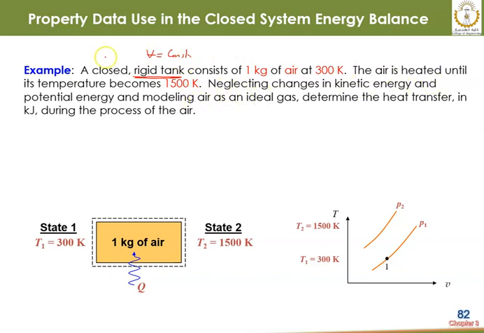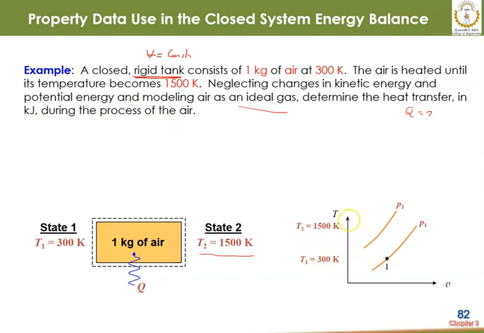The air is heated until its temperature becomes 1500 Kelvin. So state 2, we know that the temperature at that state is 1500 Kelvin. Neglecting changes in kinetic energy and potential energy and modeling air as an ideal gas, determine the heat transfer Q in kilojoules during the process of the air.